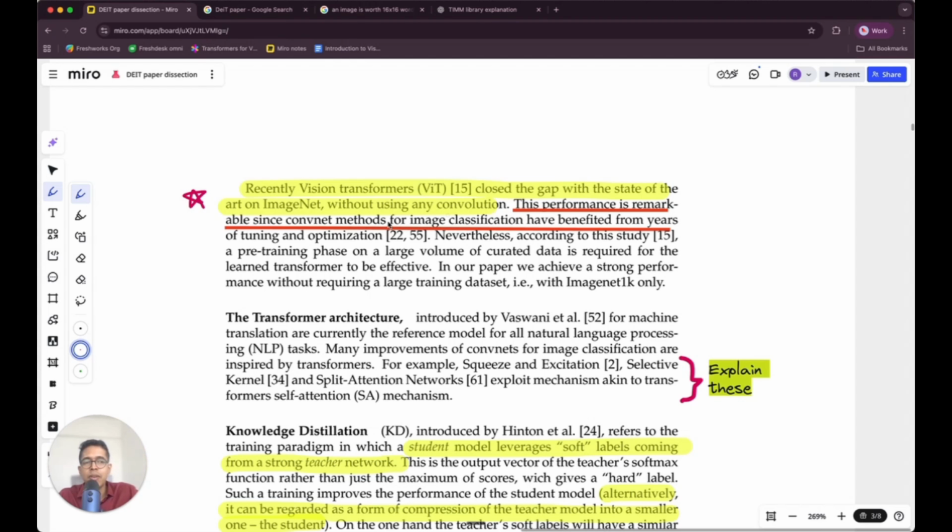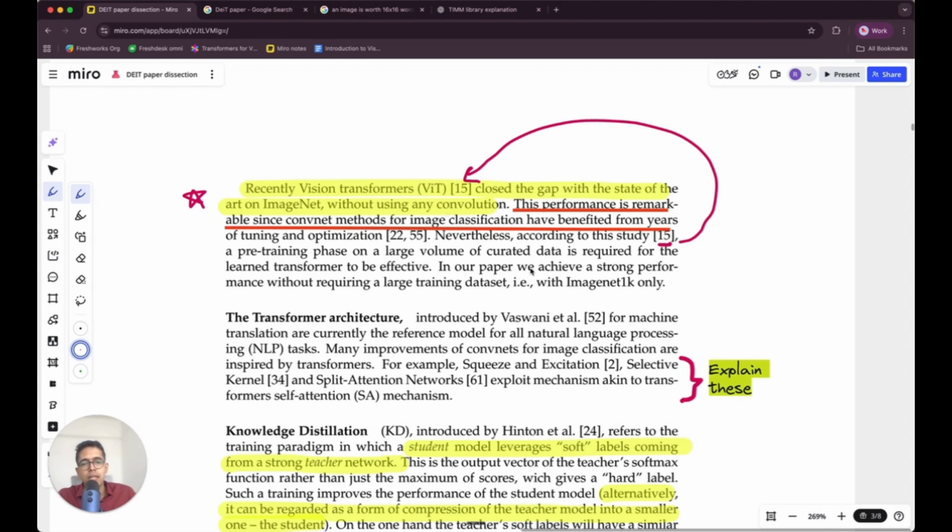CNN had the unfair advantage of many years of evolution since 2012 when AlexNet happened. Then till 2020, they have evolved a lot. But still, it's amazing to see that vision transformer outperformed CNN. Nevertheless, according to this study, 15 is the vision transformer paper, which is also cited here, a pre-training phase of large volume of curated data is required for the learned transformer to be effective. In our paper, we achieve a strong performance without requiring a large training dataset, that is just ImageNet 1K.